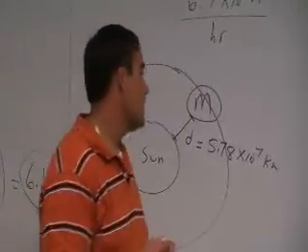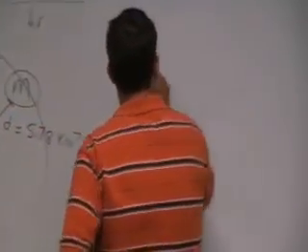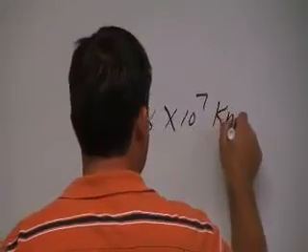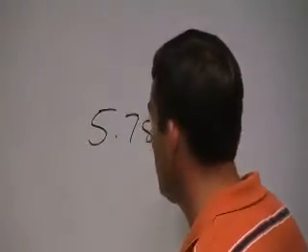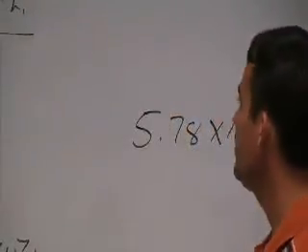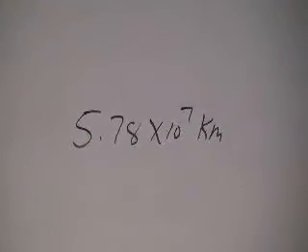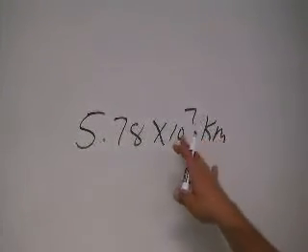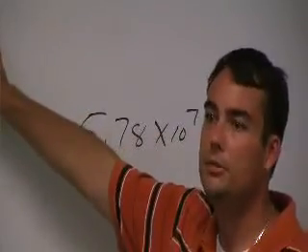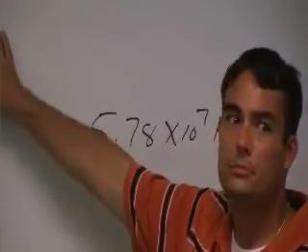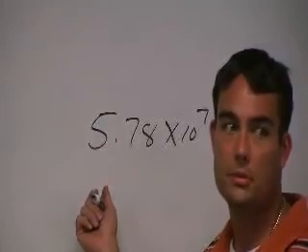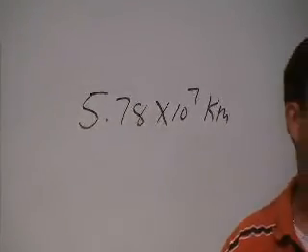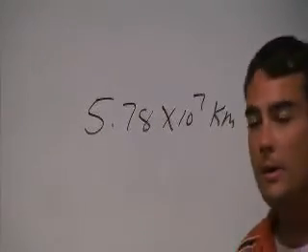Okay. So here's what we got. Let's write down 5.78 times 10 to the 7th kilometers. Now this is in kilometers, and that thing right there is in miles per hour. I don't like that. So what do you want to change? Do you want to change this one to miles or this one to kilometers? Change this one to miles. All right. Now listen, you can do either one. They are both right answers.